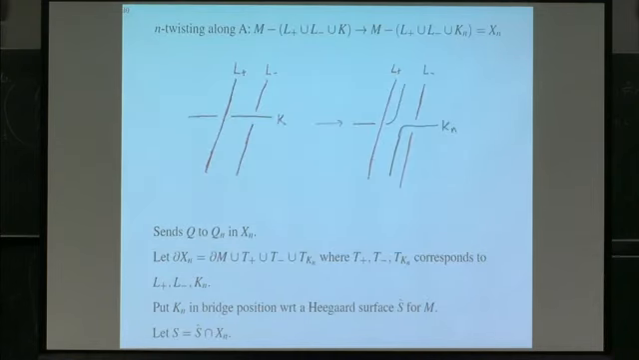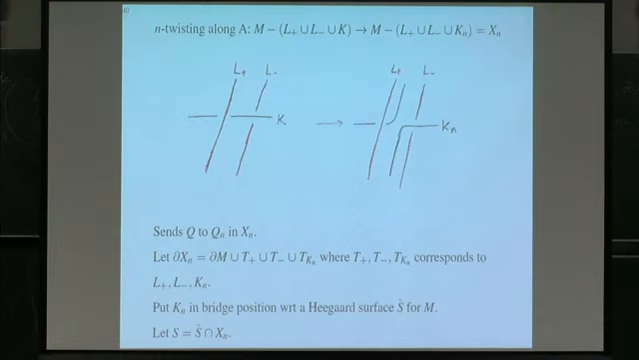So the first thing to notice is that this twisting along A induces a homeomorphism of the exterior of L plus, L minus, and K with the exterior of L plus, L minus, and this K sub n, which I'll call X sub n. Twisting along the annulus in the exterior of L plus and L minus gives me a map of the exterior to itself, and you can see that it takes K to K_n, so it restricts to a map of those exteriors.